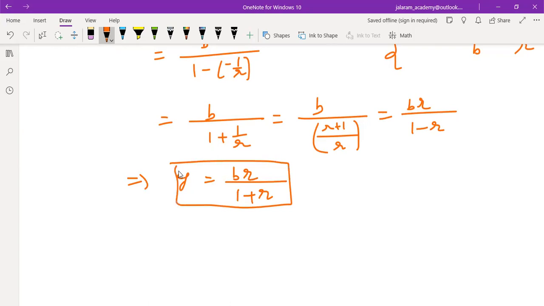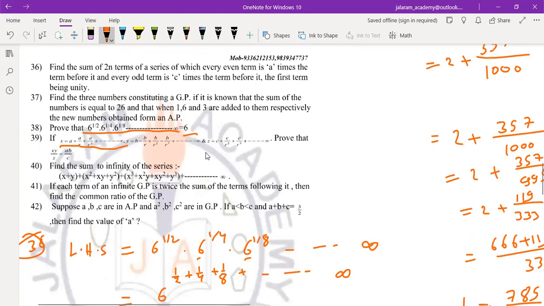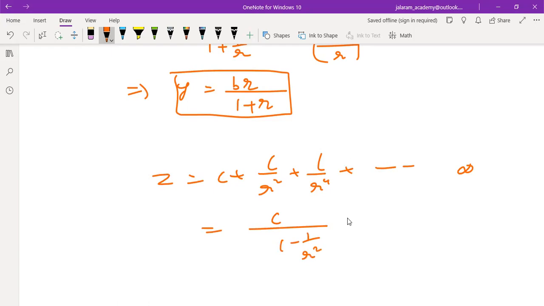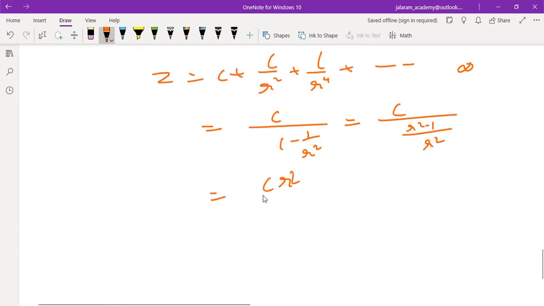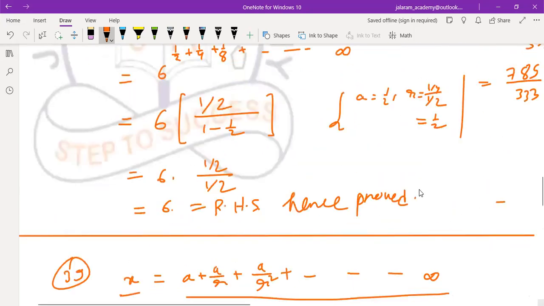The first equation was x equals ar upon r minus 1. One more is there: z equals c plus c by r square plus c by r to the power 4 and so on up to infinity. So it is c upon 1 minus 1 by r square, and when we take the LCM r square, it equals cr square upon r square minus 1. Now we can write r square minus 1 as the factor r minus 1 into r plus 1. So this is the value of z.